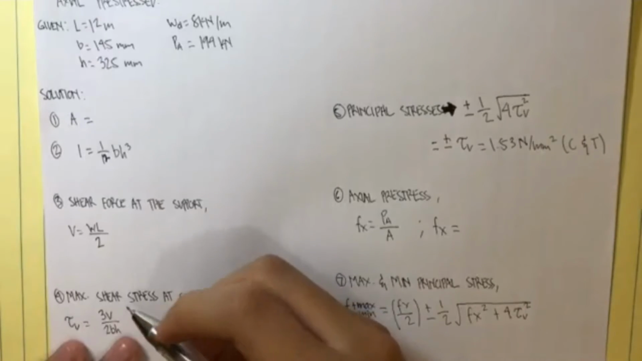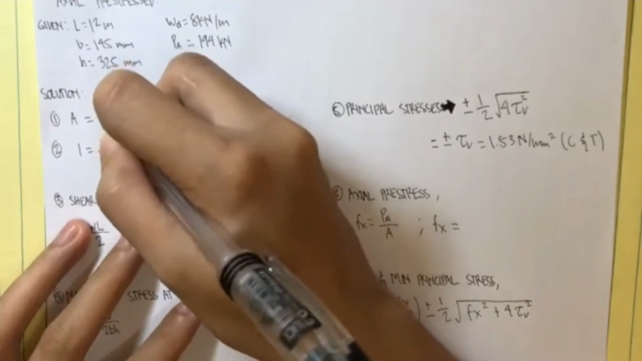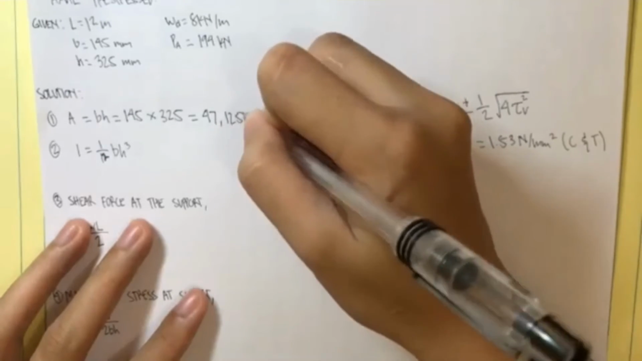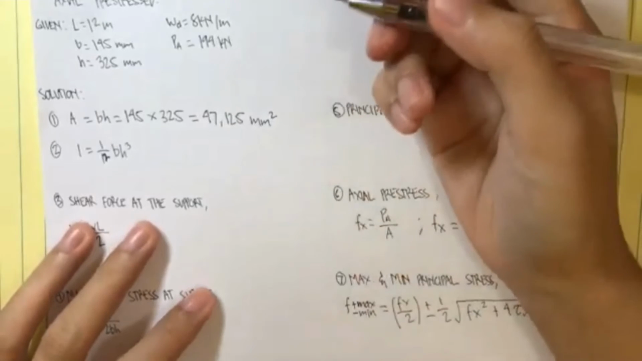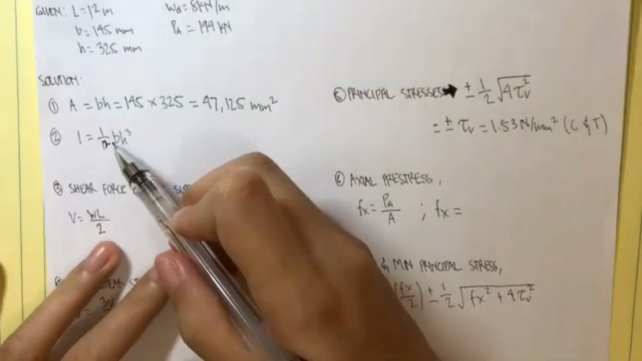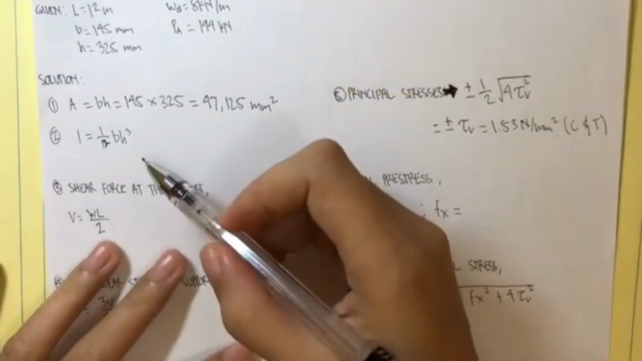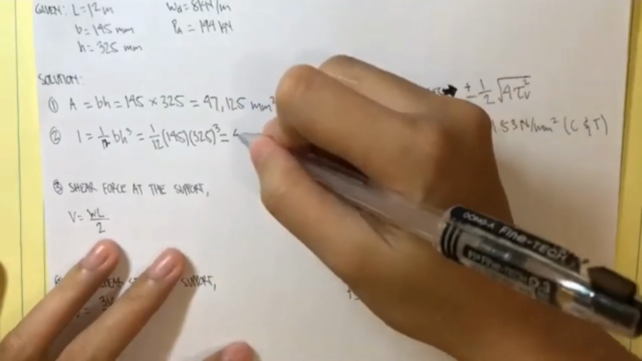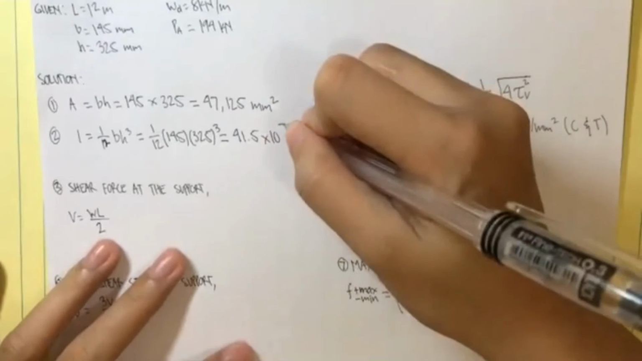So, first step, kunin muna natin yung area, base times height. 47,125 mm squared. Kunin naman yung moment of inertia, 1 over 12 times base times height raised to 3. So, magiging 41.5 times 10 raised to 7.